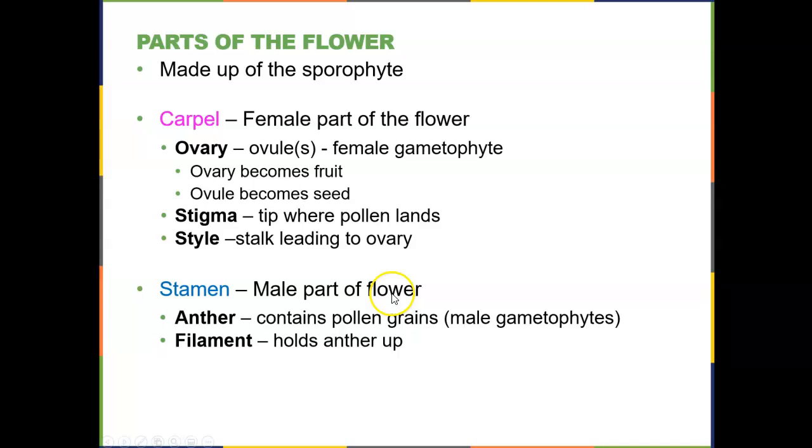For the male part of the flower, this is called the stamen, and it's often easy to remember because it has the word men in it. We have the anther, which is the top part, and so this is the structure which contains the pollen grains. Remember the pollen grains, those are the male gametophytes, the multicellular structures that contain sperm and additional support cells. Holding up the anther is the filament.